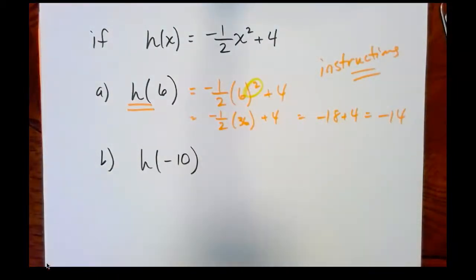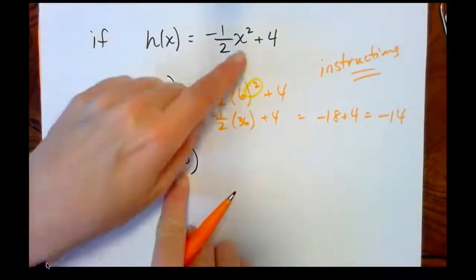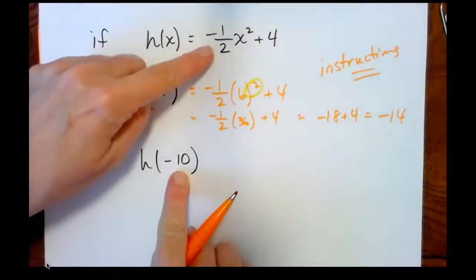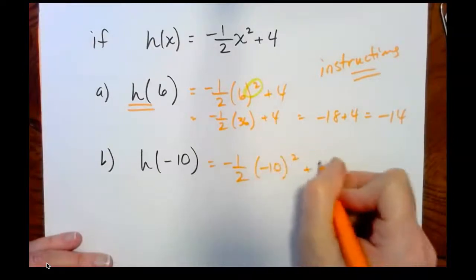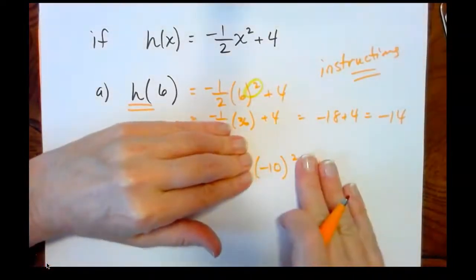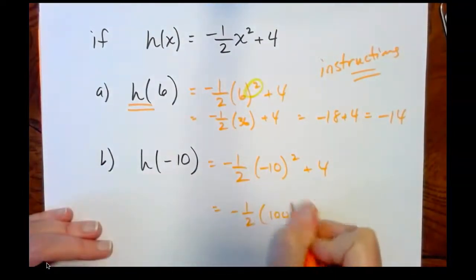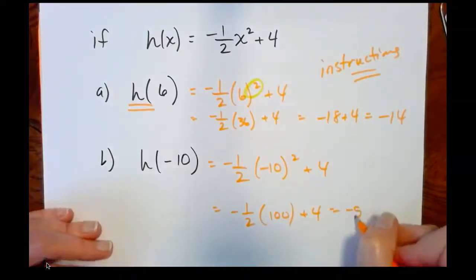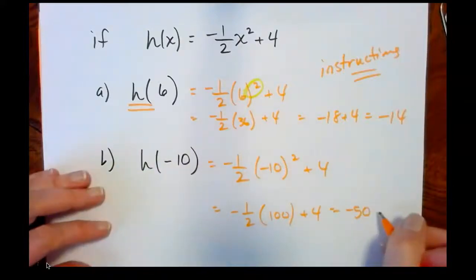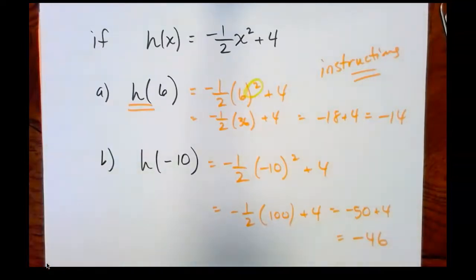Let's do the last one. Let's evaluate the h function when x equals -10. Our function says square first, then multiply by -1/2. Negative 10 squared is 100. Negative half of 100 is negative 50. And negative 50 plus 4 is negative 46.